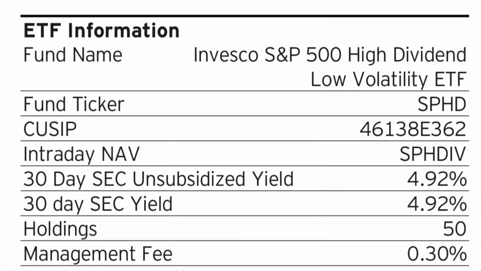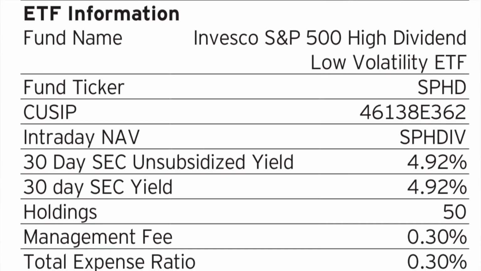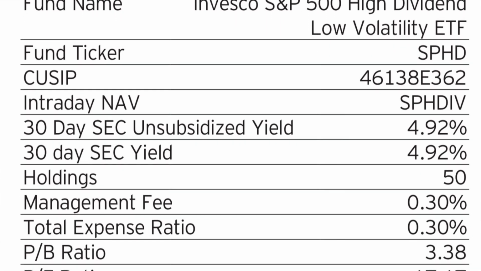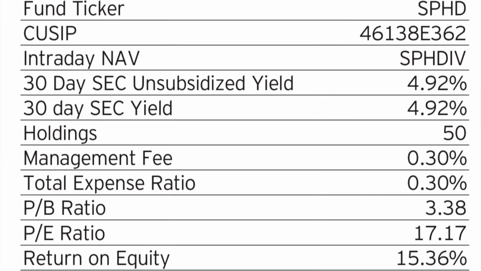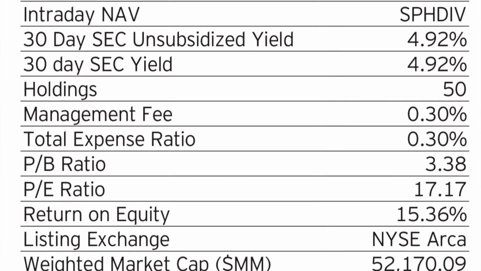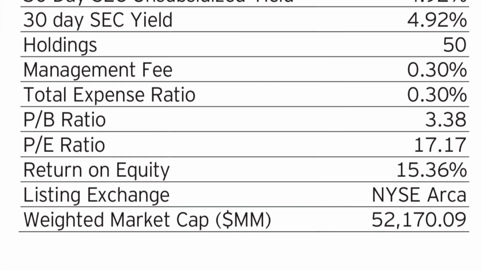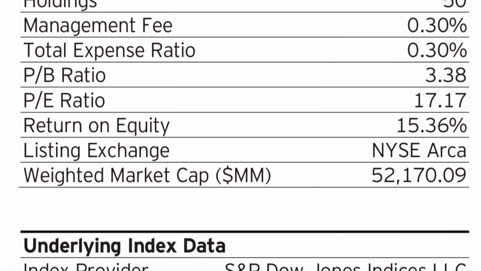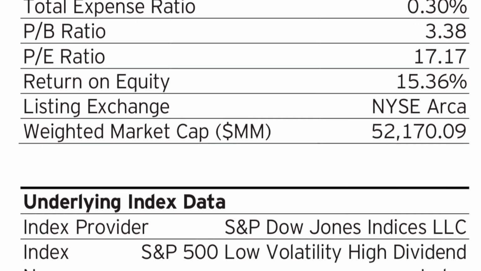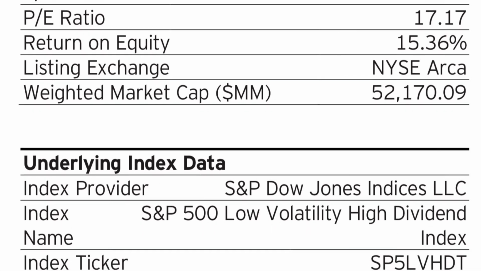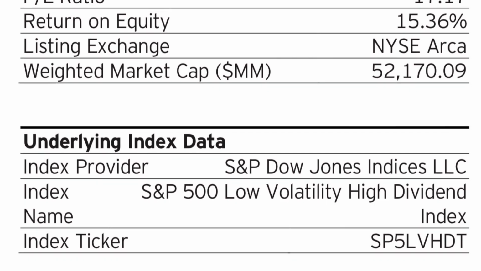So let's talk about the fund. Important things. What does it cost? First of all, the fund's been around since October of 2012, so it's got about an 8-year track record coming up now. Currently it has a management fee and expense ratio of 0.30%, so 30 basis points. A 30-day SEC yield of 4.92%. A PB ratio of 3.38. A PE ratio of 17.17, so nice and low. And a weighted market cap of about $52 billion.